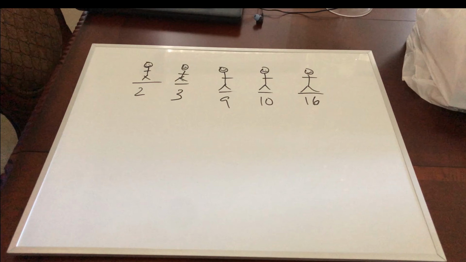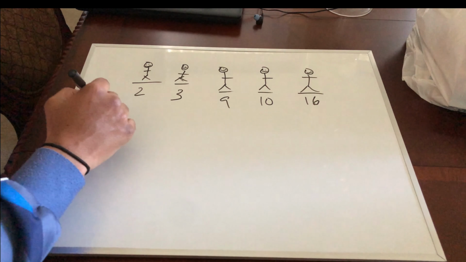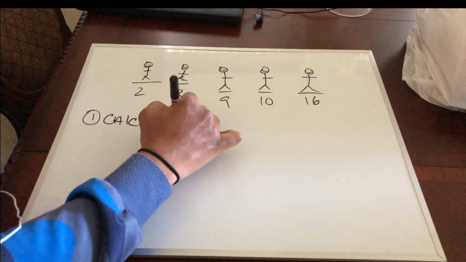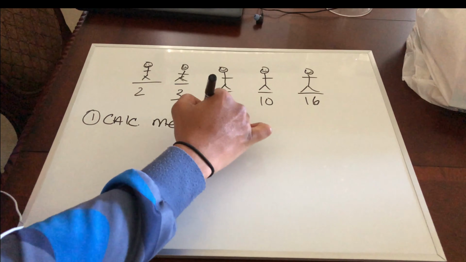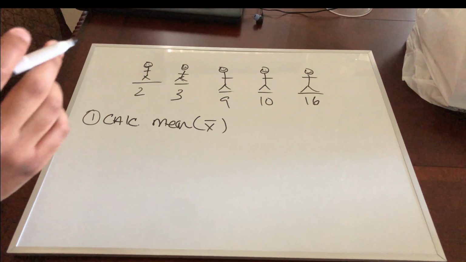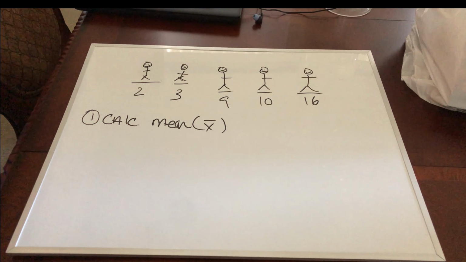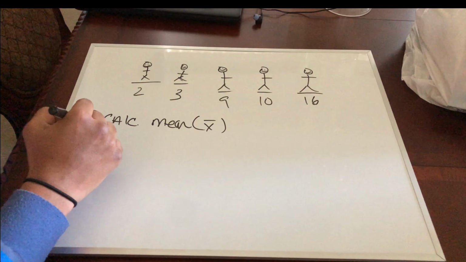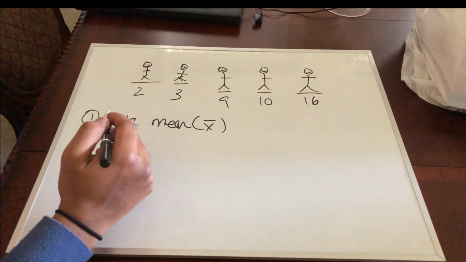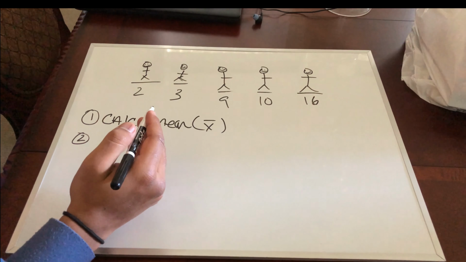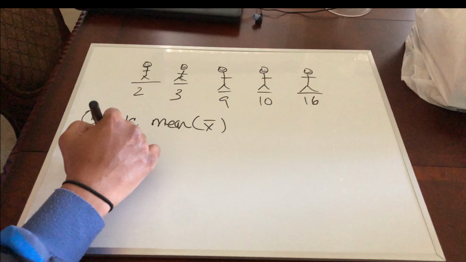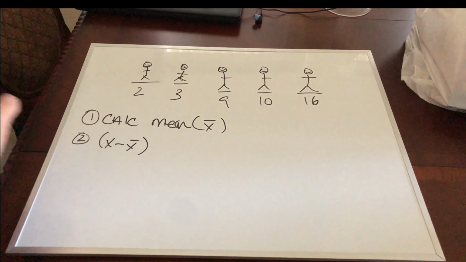The first thing we have to calculate is the mean. Step 1, calculate the mean. The mean is also represented as x bar. X bar is the mean. The second thing you want to do, once you figure out your x bar, is subtract the mean from each data point that's given. So it's going to look like this: x minus x bar. That is your next thing to do.